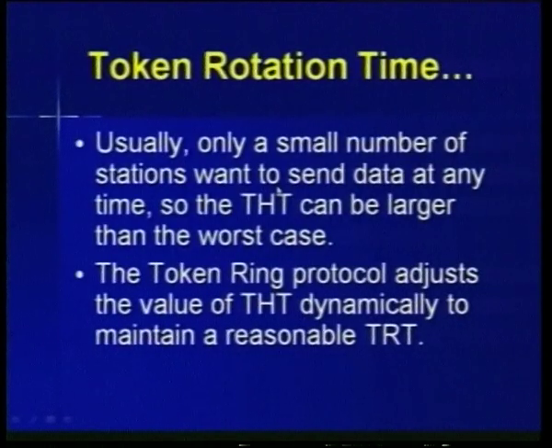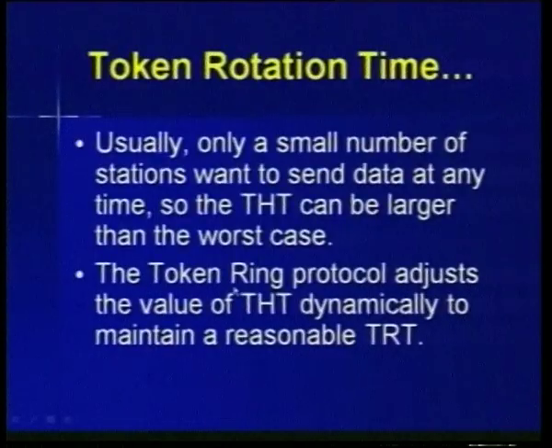Usually only a small number of stations want to send data at any time. So the THT can be larger than the worst case. Though you have chosen a particular value of THT based on the fact that all stations could be transmitting, if only a few stations are transmitting, then the THT that you actually have could be larger than the worst case. Now, the token ring protocol adjusts the value of THT dynamically to maintain a reasonable TRT. You want to make sure that this TRT is at a reasonable level, so that all the stations are able to transmit some data within a reasonable amount of time. So this is how the 802.5 protocol adjusts its token rotation time and so on.